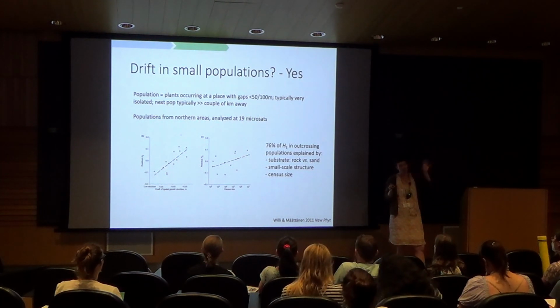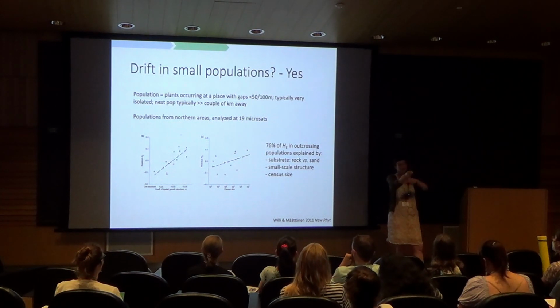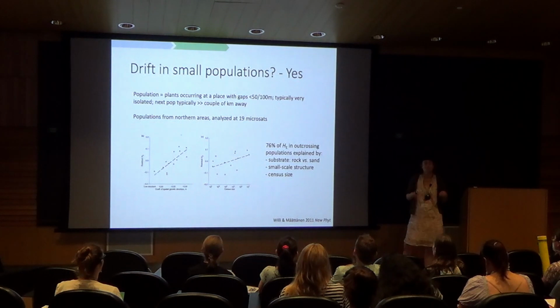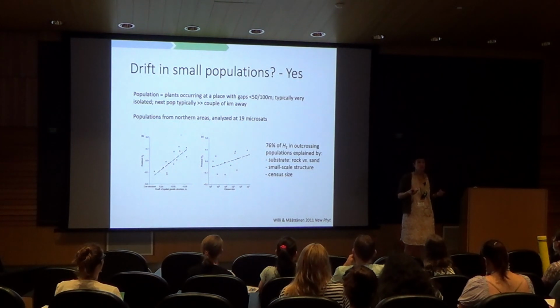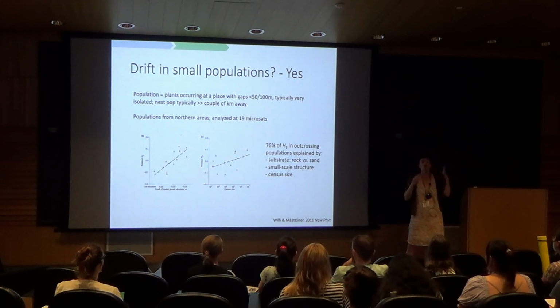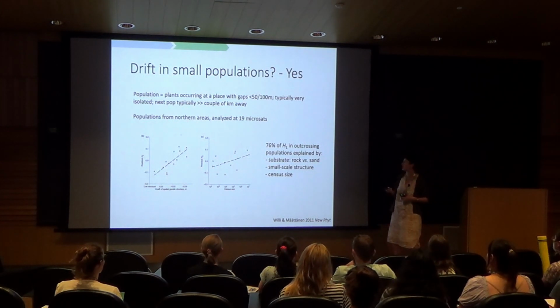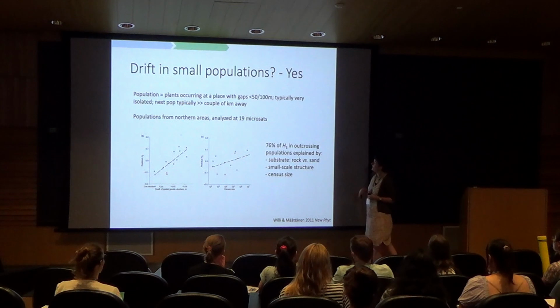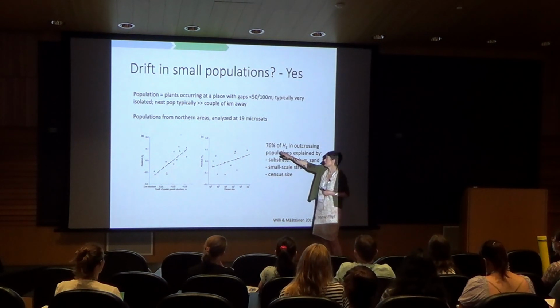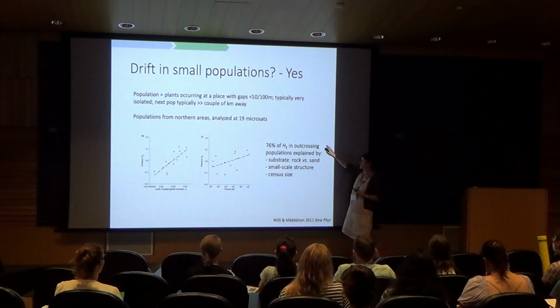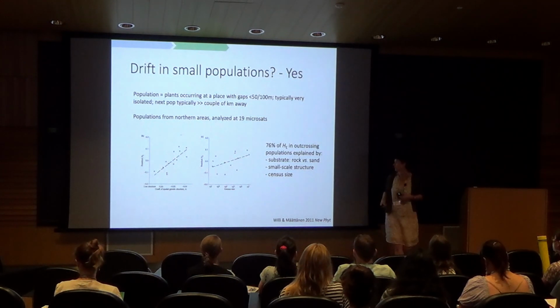We started with northern populations that we selected, and we looked at microsatellite marker diversity. We had 19 at the time. We calculated expected heterozygosity, and we looked at what are the local factors that are correlated with this measure of genetic diversity. And we found that we can explain 76% of this in just the outcrossing populations. You will later see that there are also selfing populations.